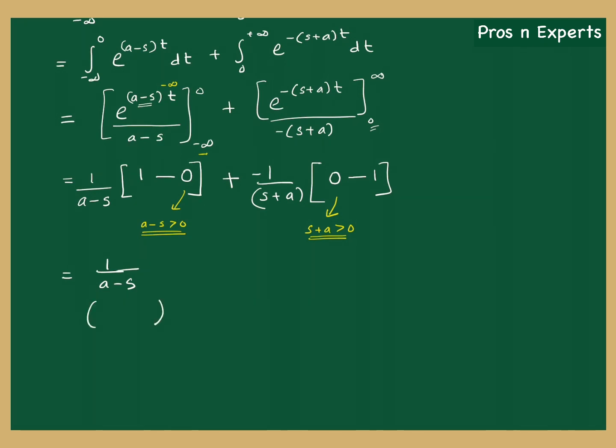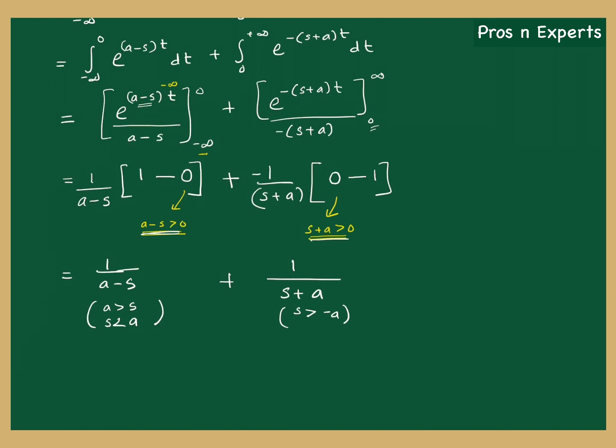I'm denoting in brackets this condition. What does a minus s greater than 0 mean? It means a greater than s, or s less than a, right? Plus, the second term: minus and minus becomes plus, so plus 1 by s plus a. Again, we have a condition here: s plus a is greater than 0. What does s plus a greater than 0 mean? It means s greater than minus a.